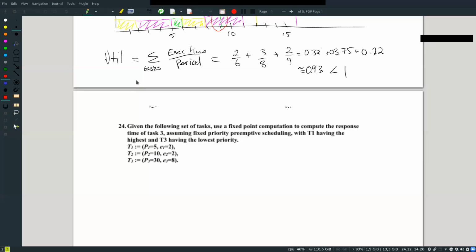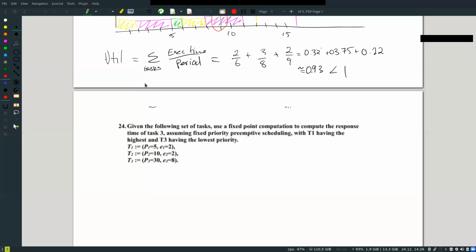And if you get to the case where you should investigate further, then you need to do a fixed point calculation. What this really means in simple terms is that you're going to try and calculate the worst case response time, meaning the time your task takes to execute with regard to interrupts from other tasks and all the delays.